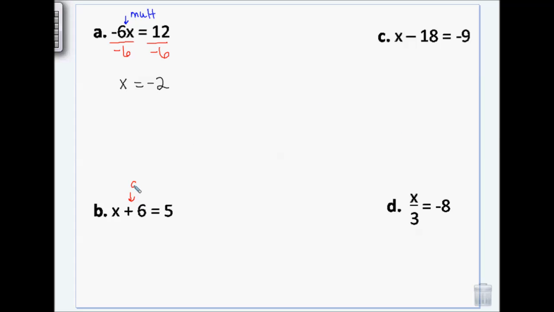What's happening here is addition. So we want to do the opposite of addition, so we're going to do subtraction. And we get x is -1. And now no matter what you do to one side of the equal, you have to do it to the other side of the equal.